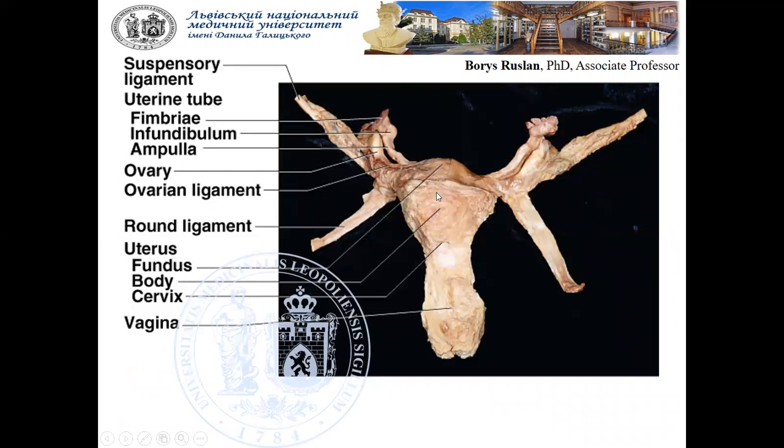So this one is the uterus and a part of the vagina, round ligaments, suspensory ligaments. Here are the infundibulum, ampulla, and fimbriae of the fallopian tubes, right?